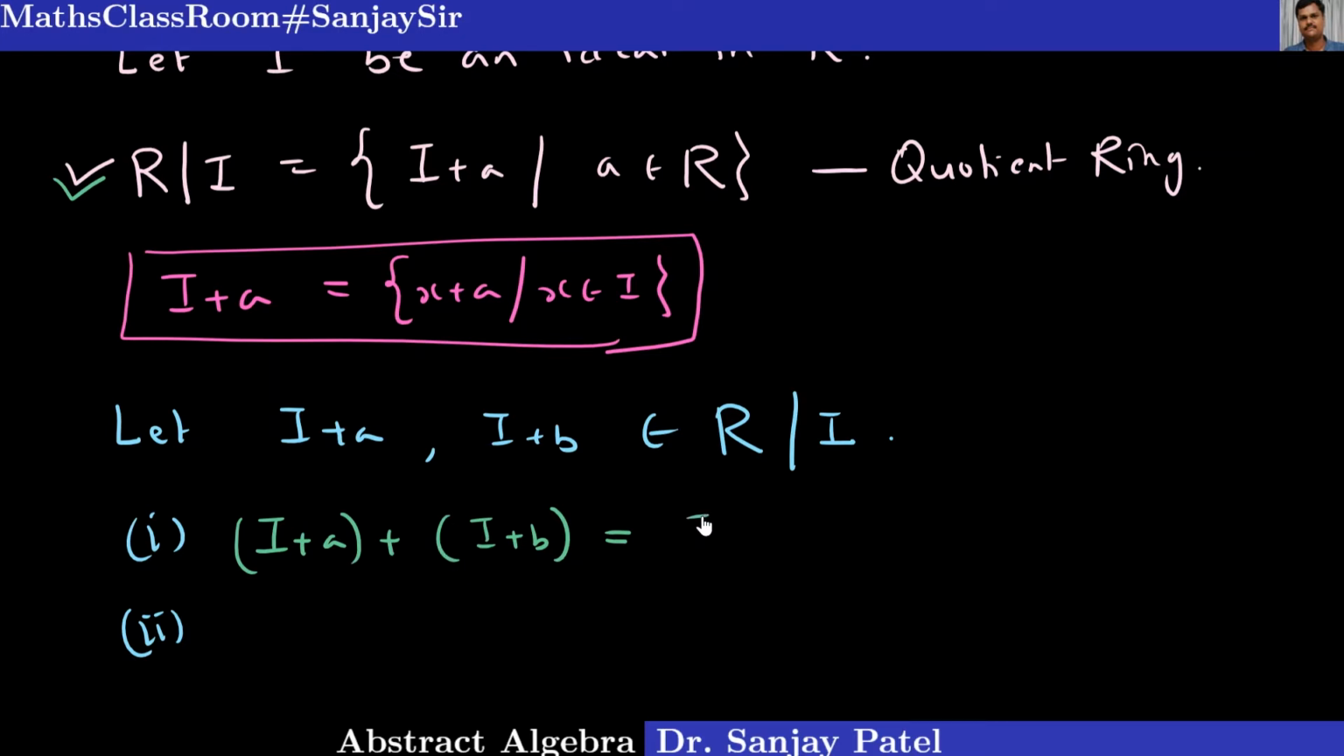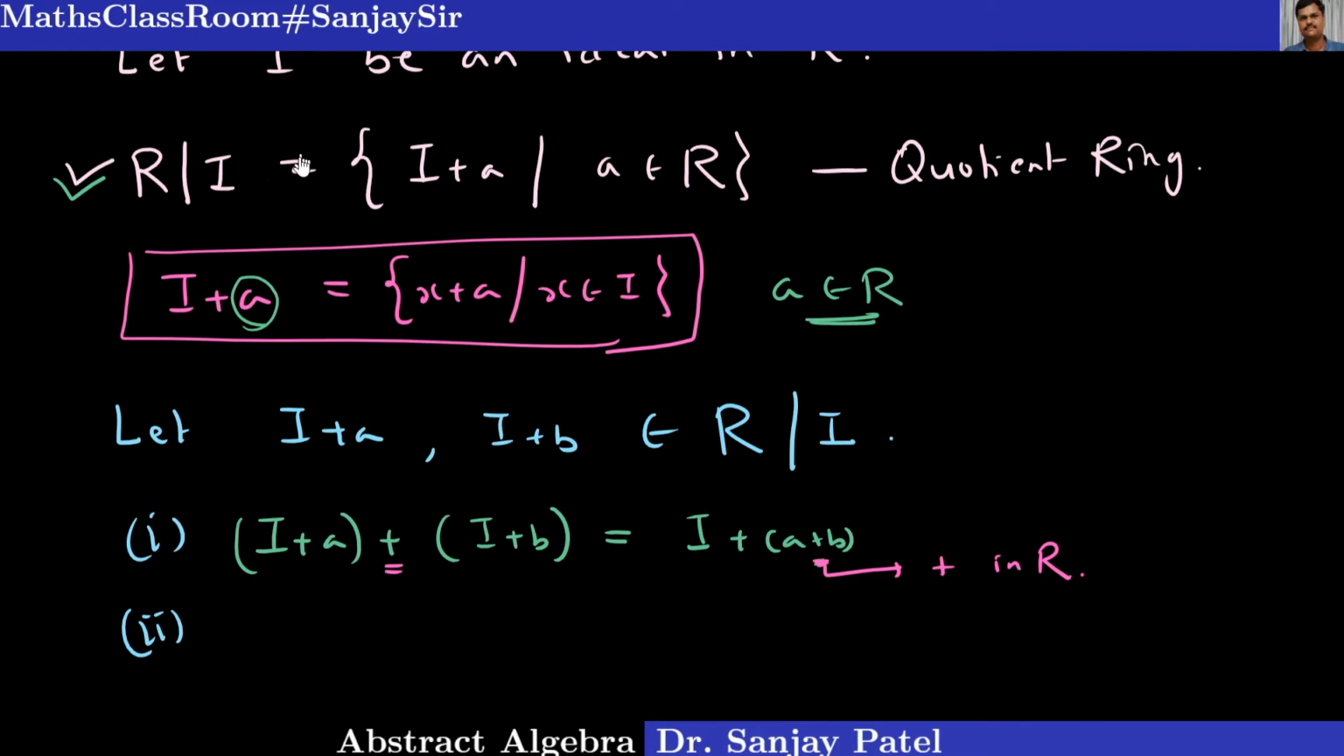So the natural way I can take is I plus (a plus b). Remember, in the coset I plus a, this a is always an element of the ring R, some fixed element of the ring R. So if you have a and b, two elements of R, then a plus b also belongs to R. So this plus, what you see here, is the addition in the ring R, while this plus is the sum of two cosets. So this plus is the addition of the new set R mod I.